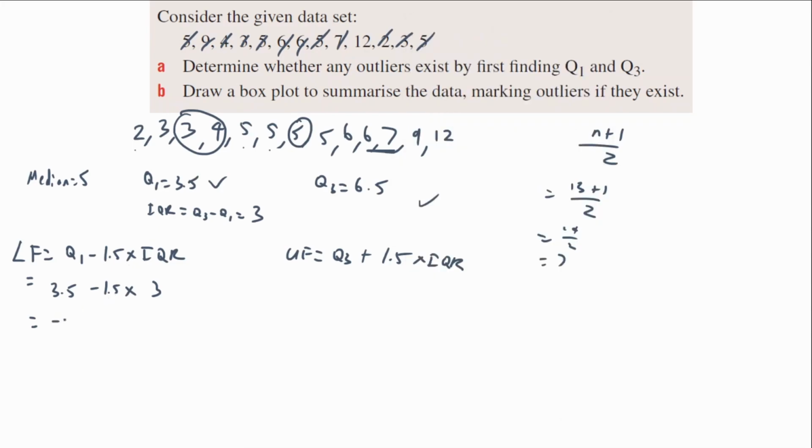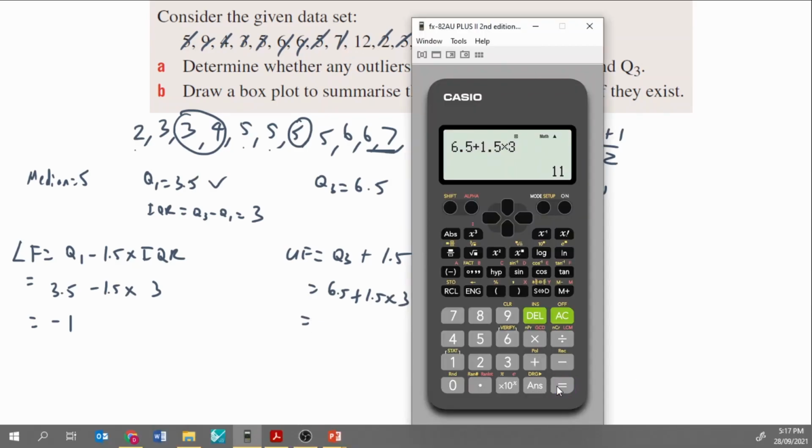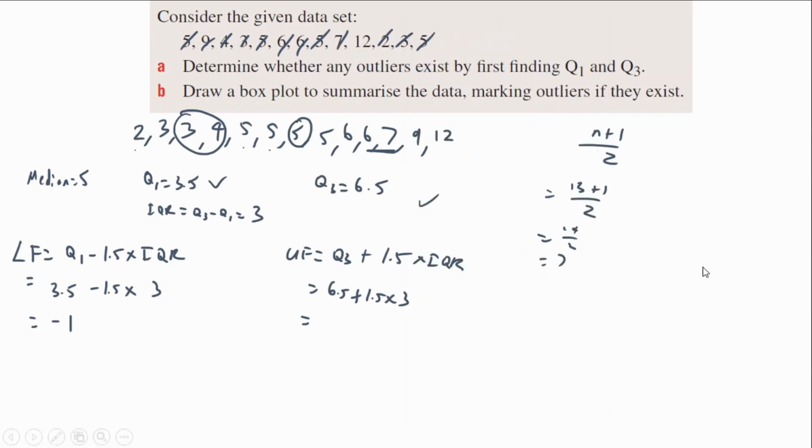So do the same thing with the upper fence. Q3, which is 6.5, plus 1.5 times 3. Once you've got that, put that straight into your calculator and press enter, and it gives you a value of 11. So let's write that in. My lower boundary is going to be -1 and my upper boundary is going to be 11.